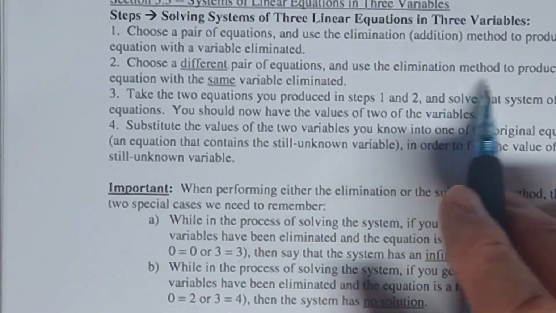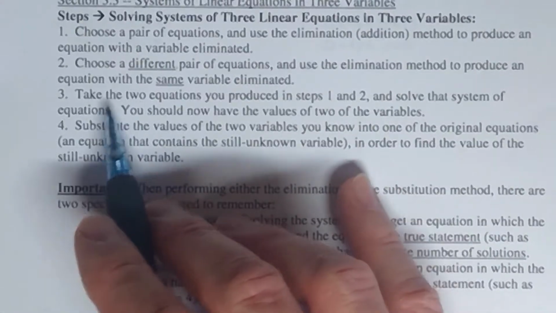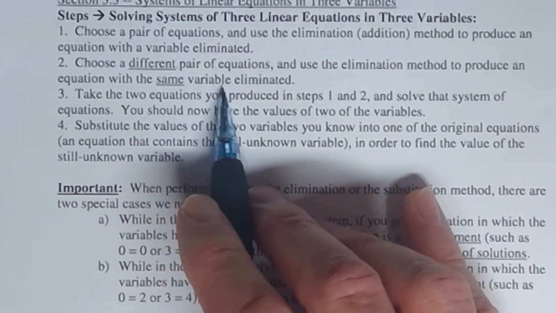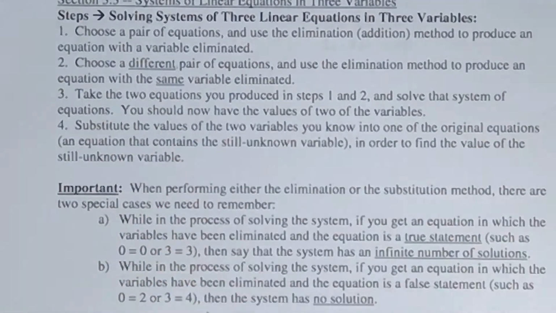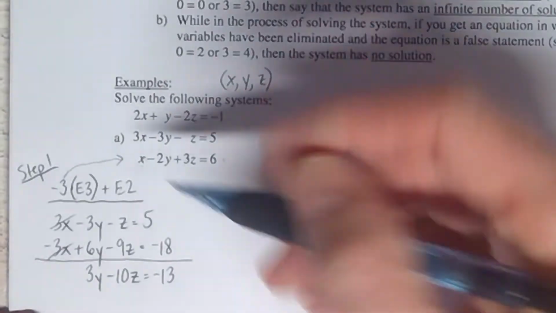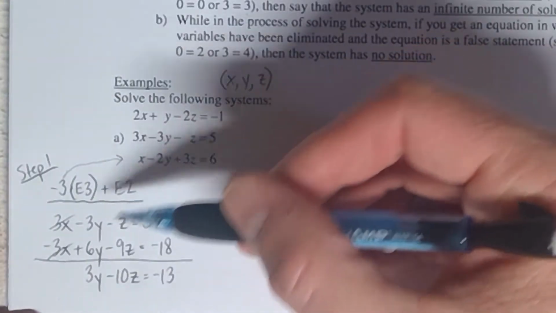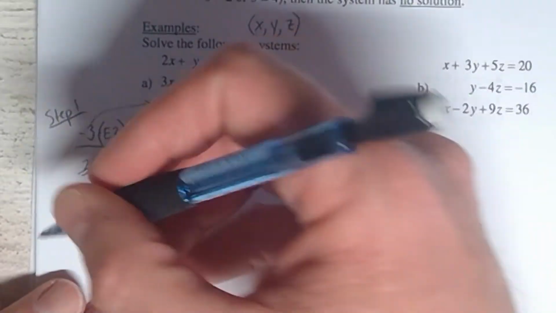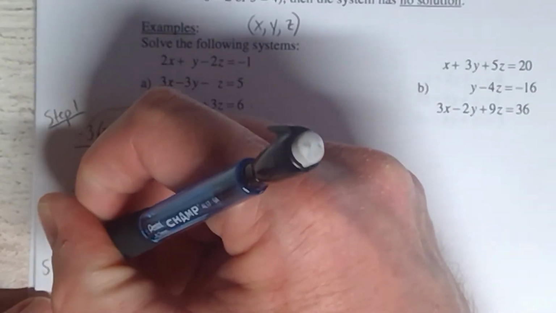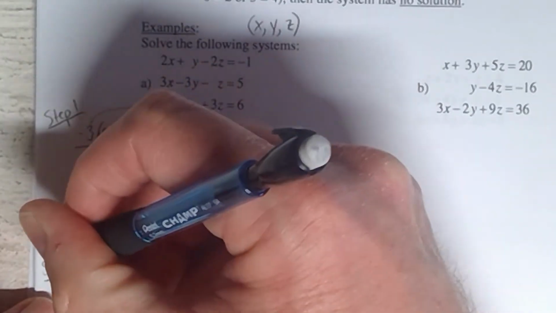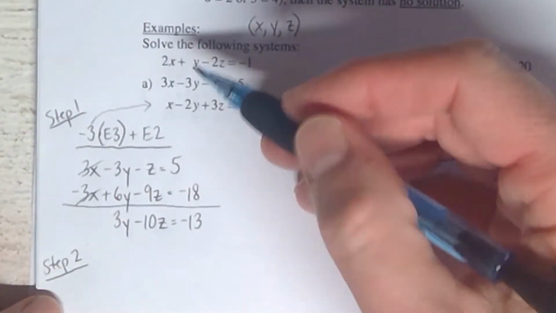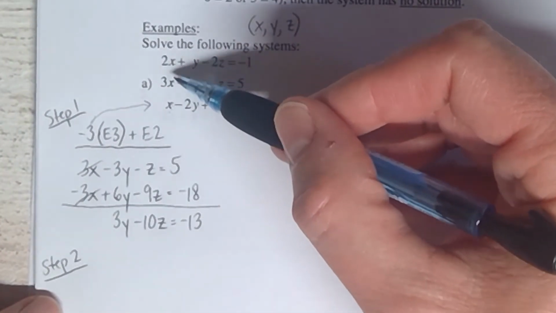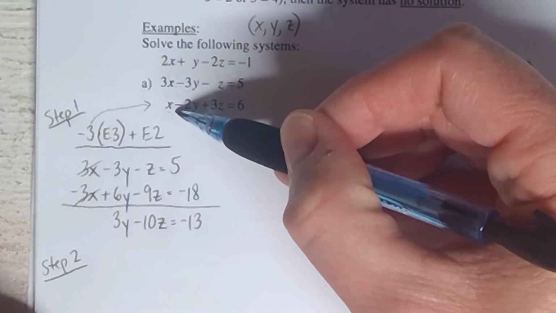And then you use elimination method again, but this time you eliminate the same variable again. So that means what? That means that I need to eliminate x again because I eliminated x from the first step. So let's keep that in mind. We're going to eliminate x. And when we eliminate x, we have to do it either from what? Either from the first and the second or the first and the third.